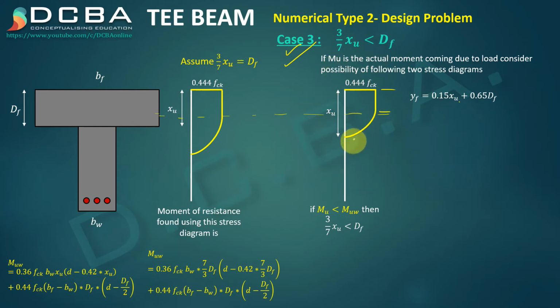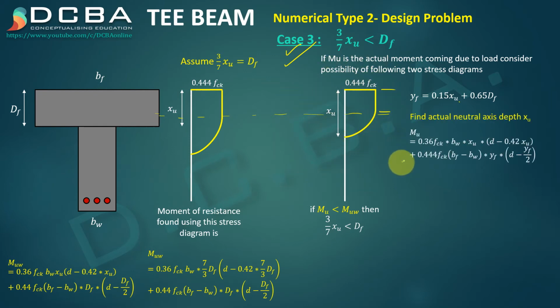moment of resistance equation for this is 0.36 FCK BW XU into D minus 0.42 XU. This is due to the web, plus 0.444 FCK (BF minus BW) into YF into (D minus YF by 2).